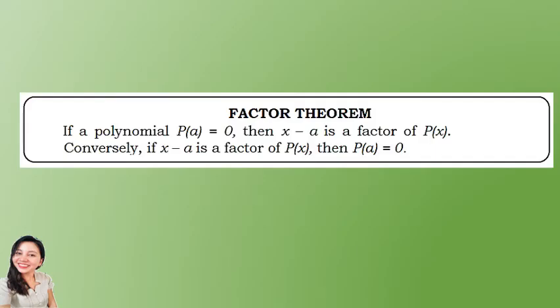So, factor theorem. If a polynomial p of a equals 0, then x minus a is a factor of p of x. Conversely, katubalihon, if x minus a is a factor of p of x, then p of a equals 0. So, kung ang remainder ko no is 0, pasabutan na x minus a is a factor of p of x. Pabalik, kung x minus a is a factor of p of x, pasabutan na, ang remainder is 0. Okay, let's have another example for this factor theorem.